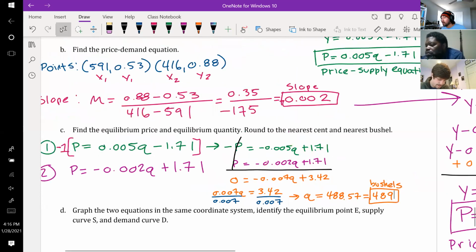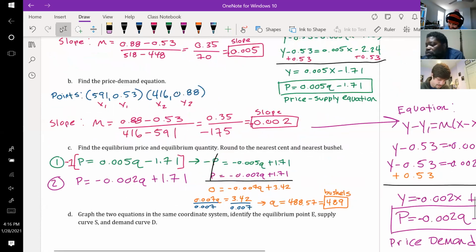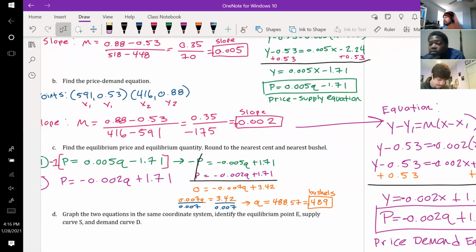Okay. And we're almost done. Because all we did was find Q. Now we have to find P. So take 489 and plug it into either equation. So I'm just going to do that up here.